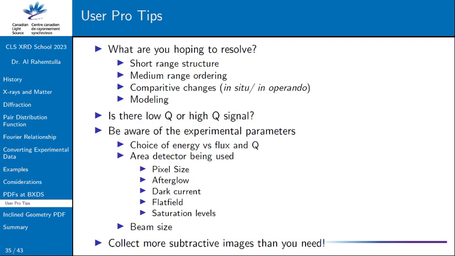In terms of short range ordering, if you're really focused on that, we would want really high Q. Whereas with medium range ordering, we'd probably want to pull back to make sure that you get good Q resolution to be able to resolve out medium range order.